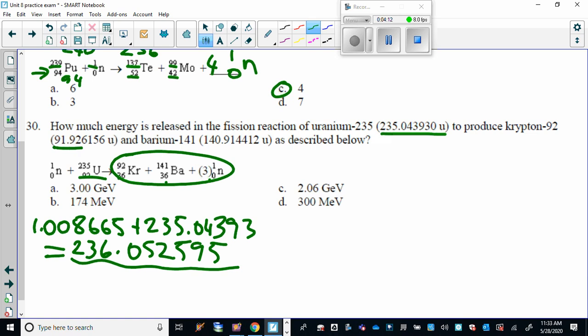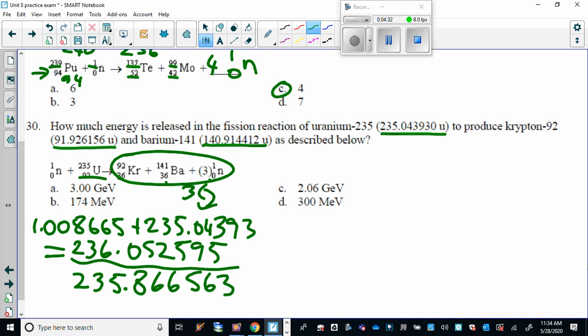And then if we add these, you get the mass of the products. So it will be this plus 3 times the neutron, 3 times that value there. And that turns out to be 235.866563. So the mass of your products is slightly less than the mass of your reactants.